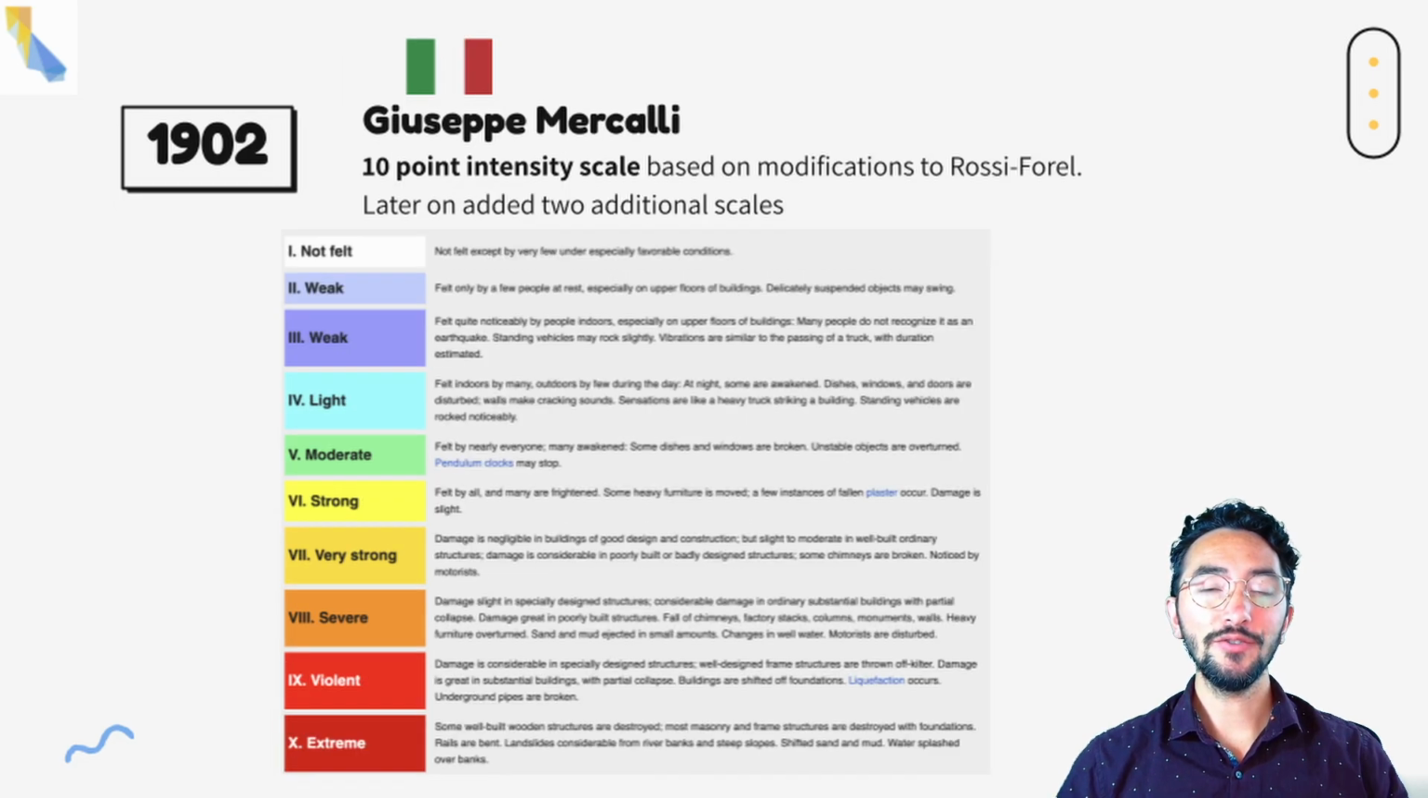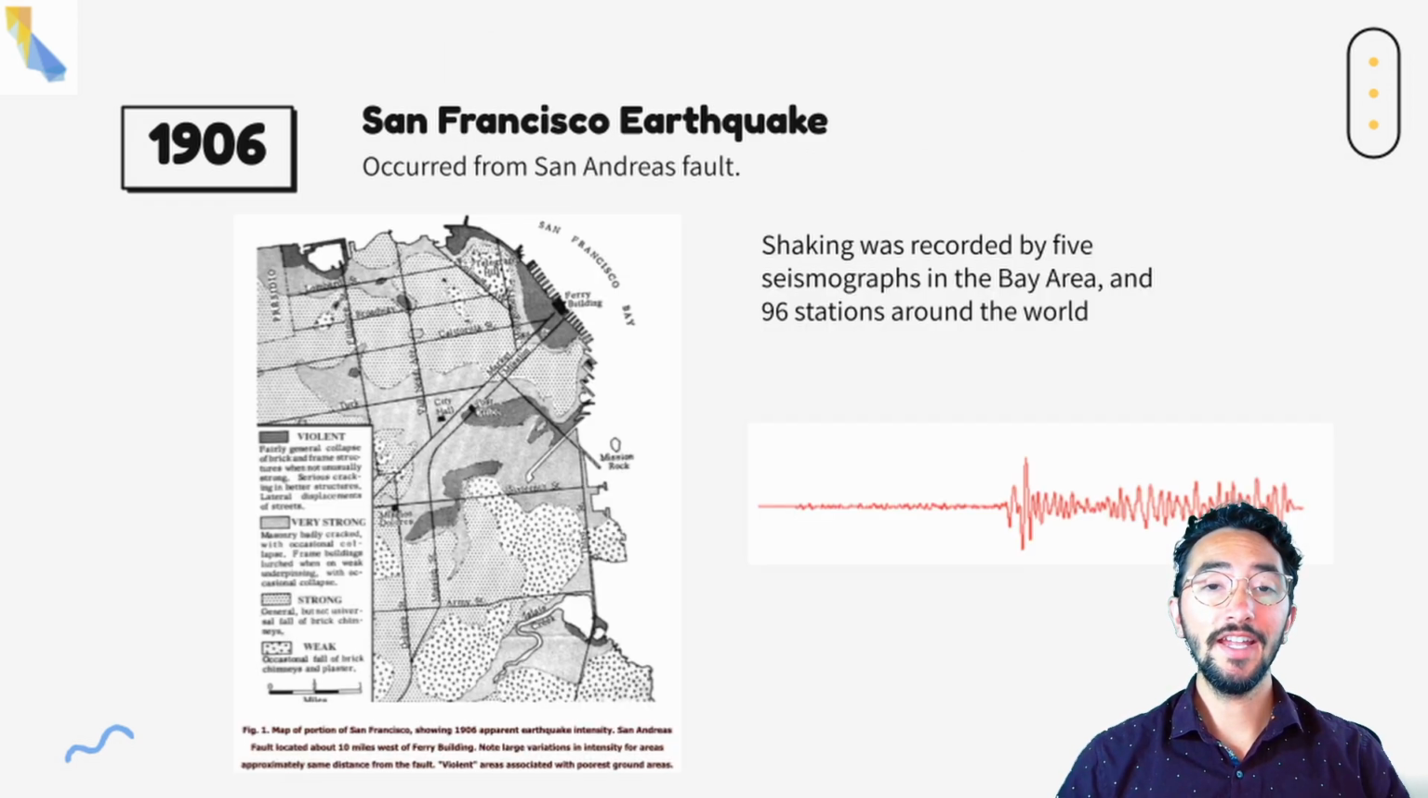In 1902, Mercalli provides another intensity scale. This one, again, is 10 points. It's based off of some modifications to the Rossi-Forel scale. Later on, he would eventually add 2 more points to make it a 12-point scale. In 1906, the San Francisco earthquake hits. Now we see an intensity map here, but we also see some ground motion records from seismographs. So in the early 20th century, there were both intensity scales and seismograph recordings.